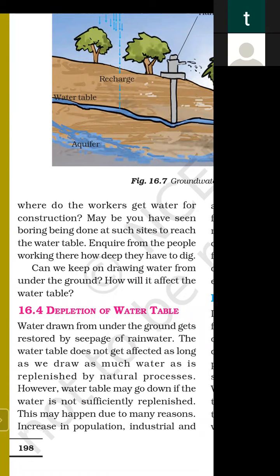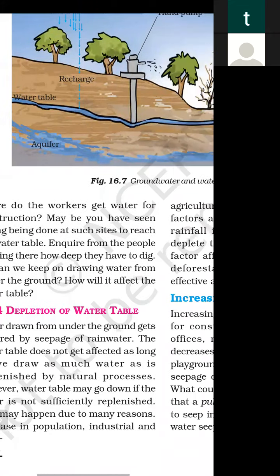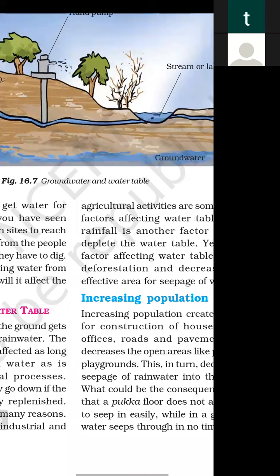However, the water table may go down if water is not sufficiently replenished, meaning recharged. This may happen due to many reasons. What are those reasons? Increase in population, and industrial and agricultural activity are some common factors affecting the water table.